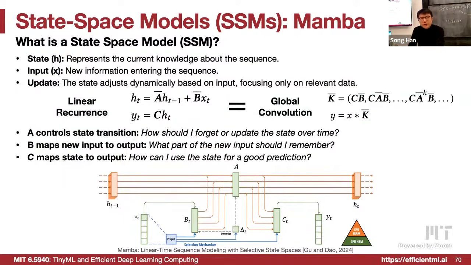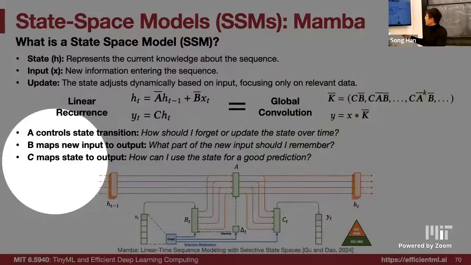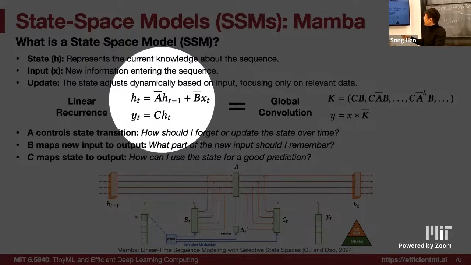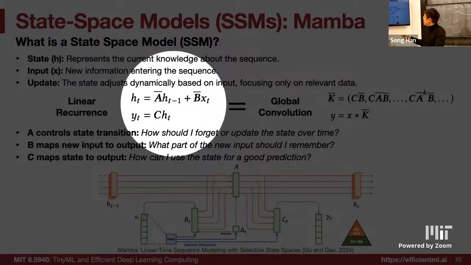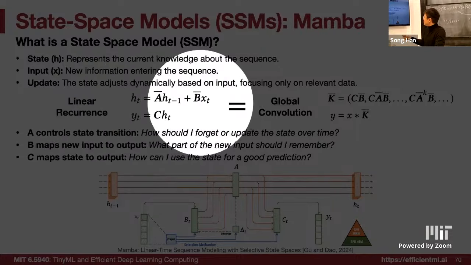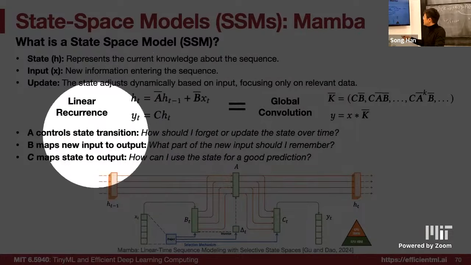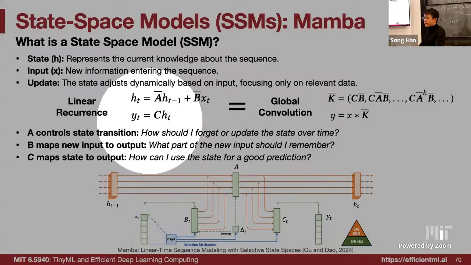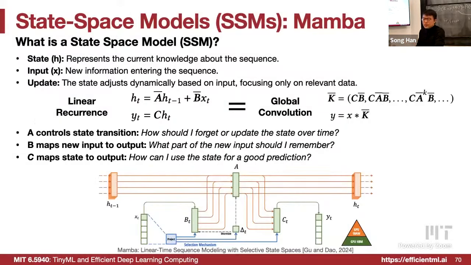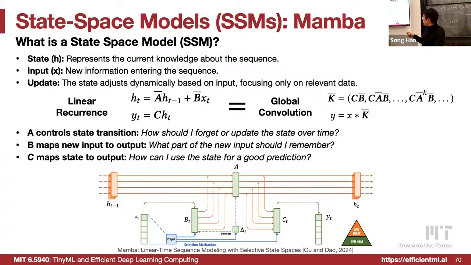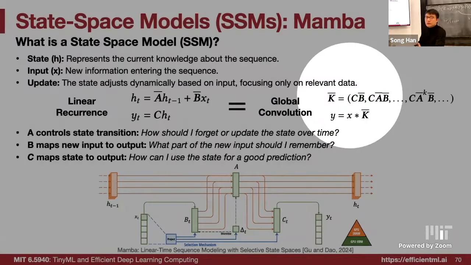It's very similar to an RNN, except that there's no nonlinearity here. There are three matrices. One is the A matrix, which controls the state transition from H(T-1) to HT. The B matrix maps the input to the hidden state. And C maps this hidden state to the output. Using this naive state space model, you can expand the equation such that you can represent it by a convolution. It's very simple to implement.